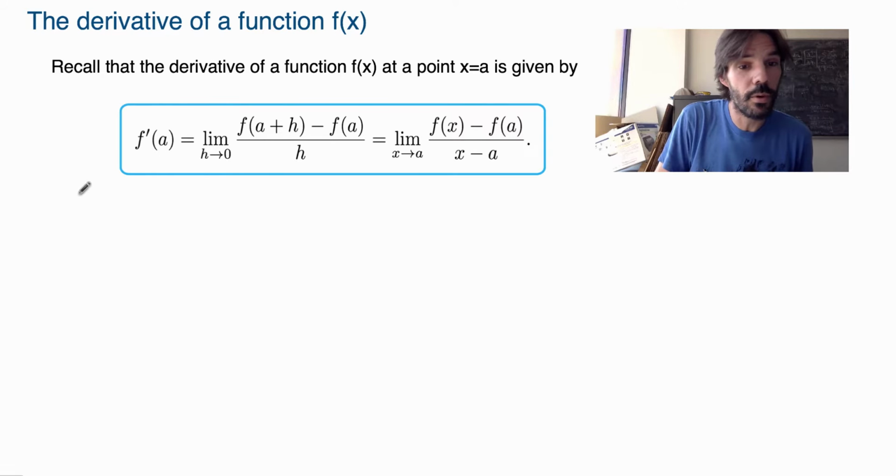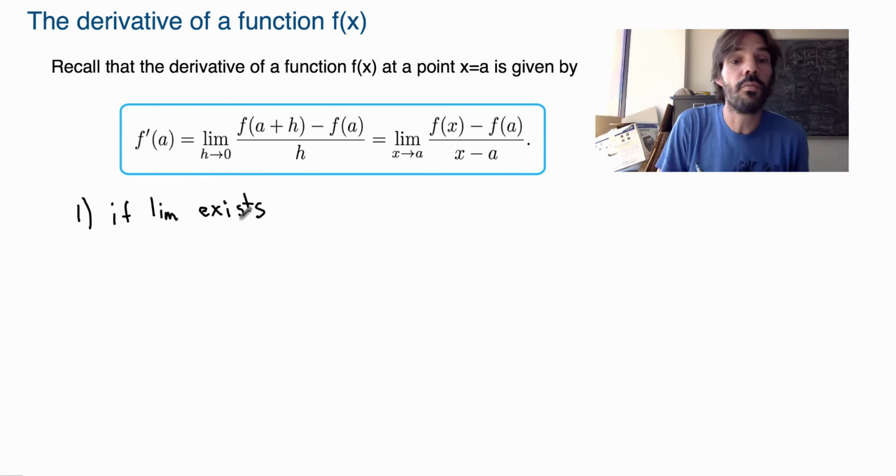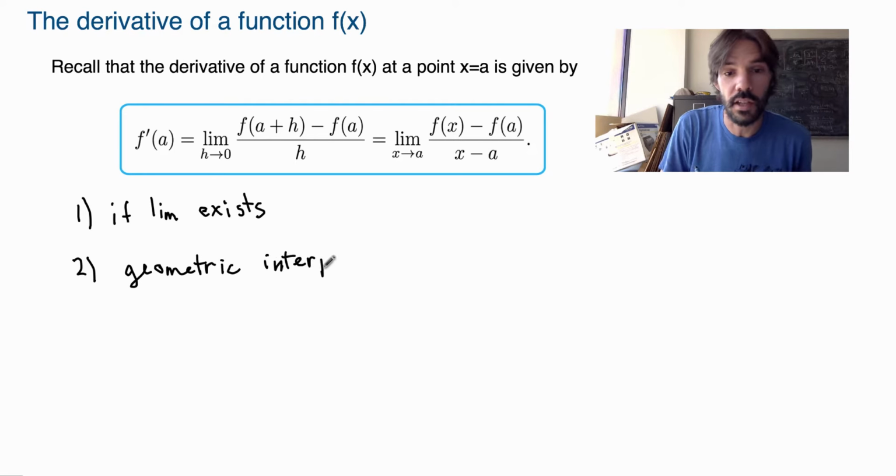Okay, now there's two important things to note. First is that the derivative at a point a is only well defined if the limit exists. Now this is important because we will see later cases where at certain points the limit does not exist, in which case the derivative is not well defined. Second thing to note here is that the derivative has a very nice geometric interpretation. Okay, so let's see how that goes in an example, which is the easiest way to see it.